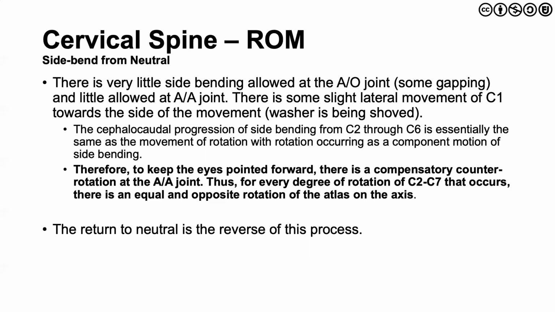Therefore, as we're assessing this, to keep the eyes pointed forward, oftentimes there is a compensatory counter rotation at the AA joint. So even though side bending and rotation are coupled, what's fascinating is that you're oftentimes able to keep your eyes facing straight forward, thus making it appear as if it's a planar type motion. For every degree of rotation that occurs, there's an equal and opposite rotation of the atlas on the axis. So this is a counterbalancing process that allows us to keep our gaze fixed in front of us, even if we're turning our head and neck.